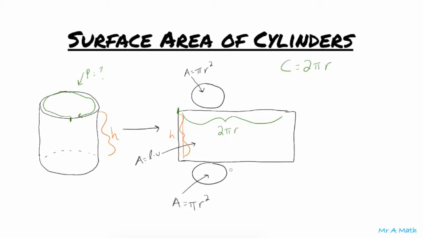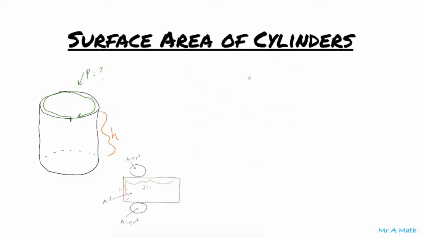And so now we have all the components that we need in order to find the surface area of this shape. Let's look at one example. Say I have a cylinder that has a diameter of exactly 10 inches. And then let's say that same cylinder has a height of 8 inches.